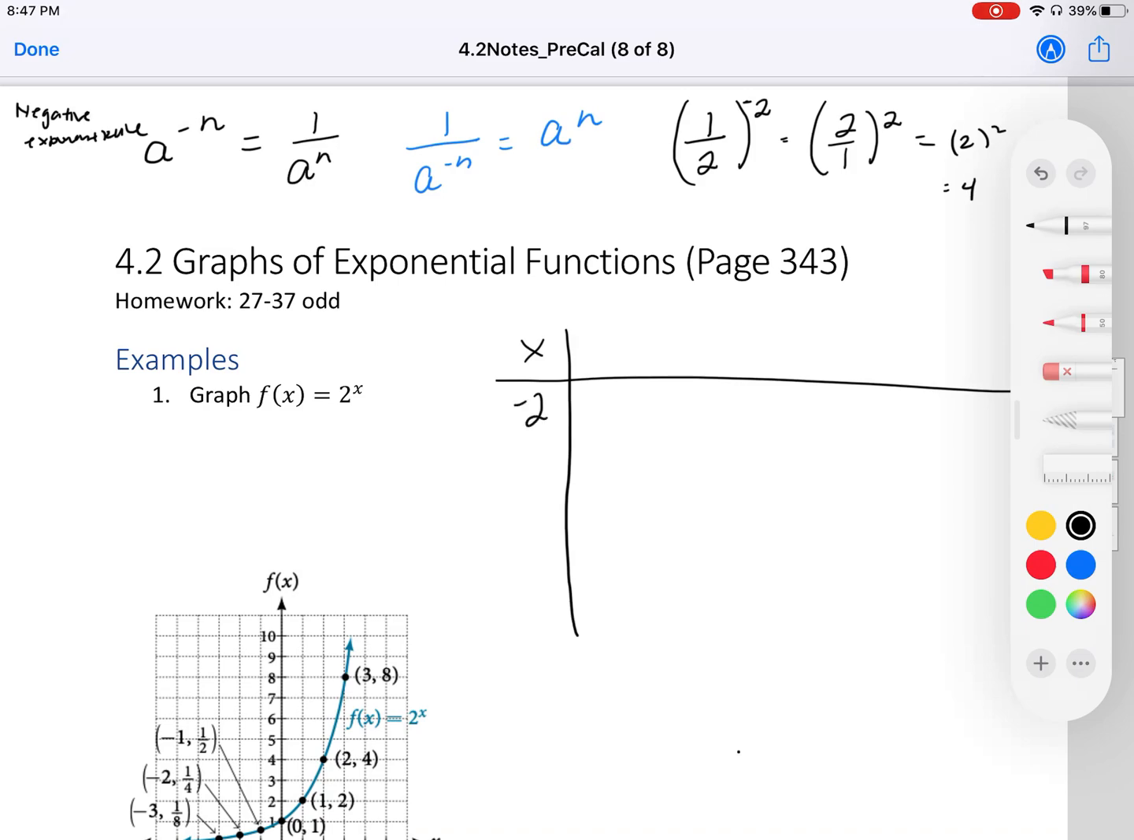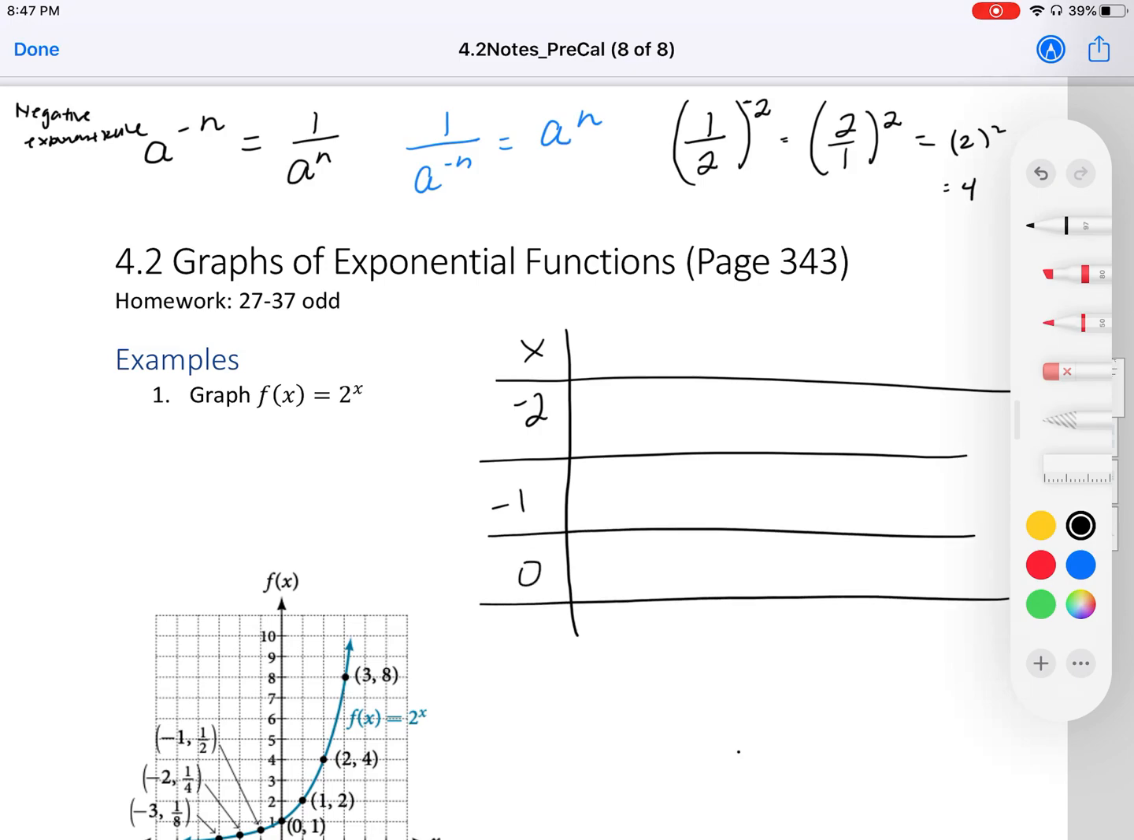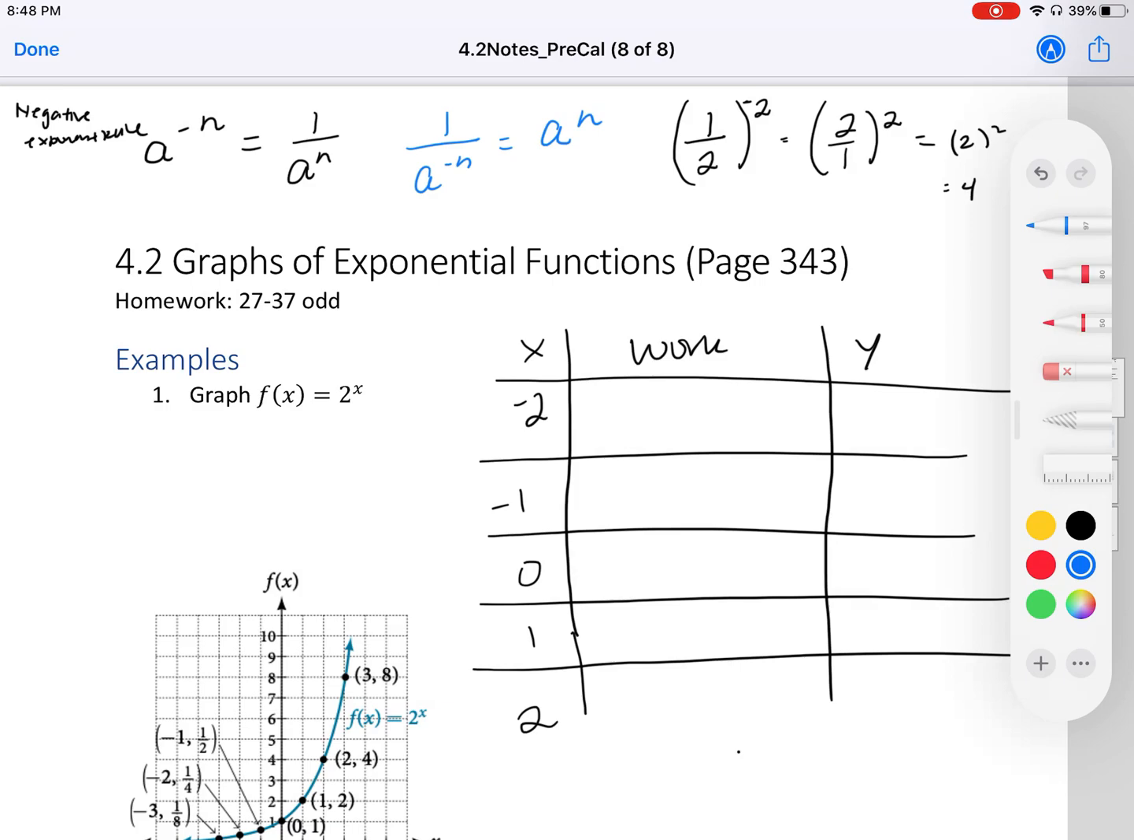So let's try -2, -1, 0, 1, and 2. Let's give ourselves some space for our work so we can produce our answer y. Okay, if we let x be -2, I'm left with 2 raised to the -2 power. So I need to make that 1 over 2 squared, which is just 1/4. So I have the point -2, 1/4.